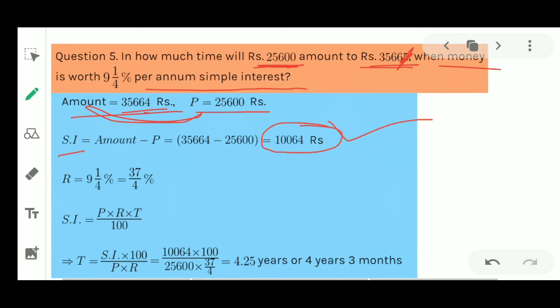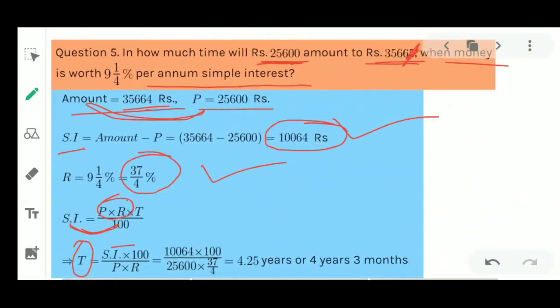SI. So here R percent is given. R percent is 9 whole 1 by 4%. That is 37 by 4%. So SI equal to P into R into T by 100. Here you have to find out T. So keep T on one side, then another side will be SI into 100 by P into R. Clear? Now put the value. T equal to 10,064 multiplied by 100 by 25,600, that is principal, into R equal to 37 by 4.